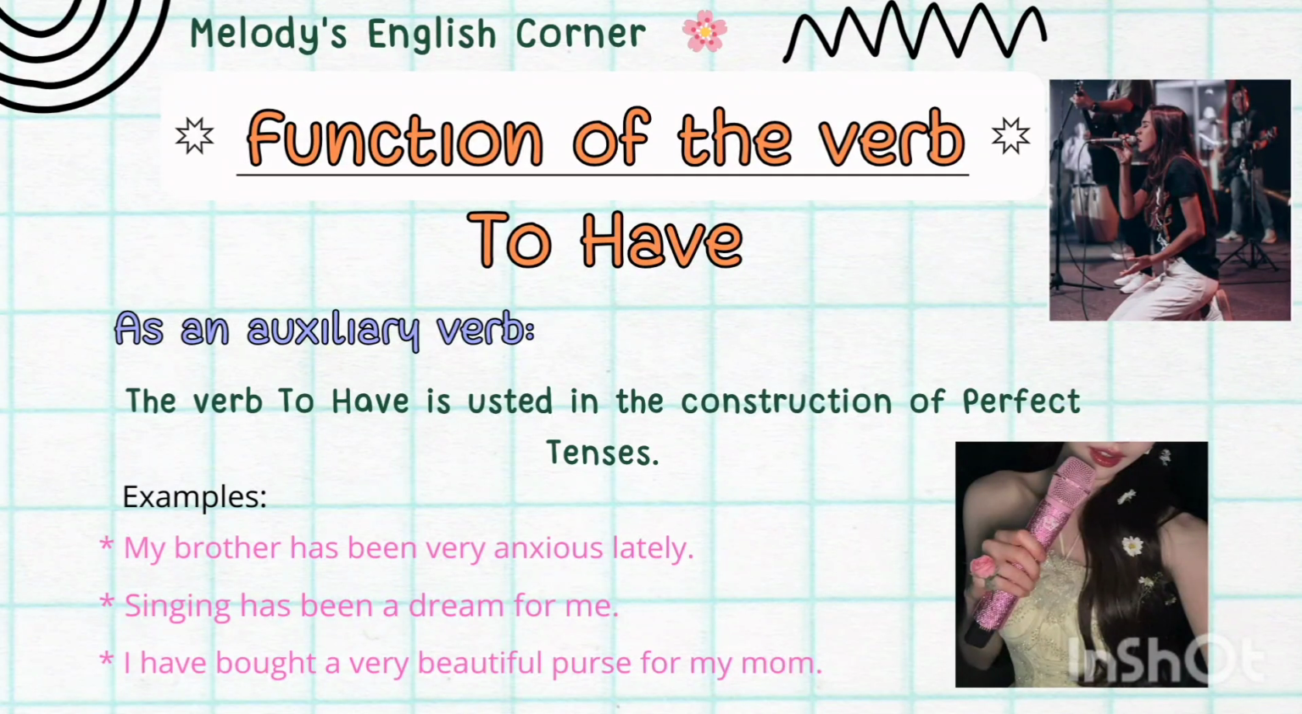Singing has been a dream for me. Has is an auxiliary verb. Been is a main verb. I have bought a very beautiful purse for my mom. Have is an auxiliary verb. Bought is a main verb.